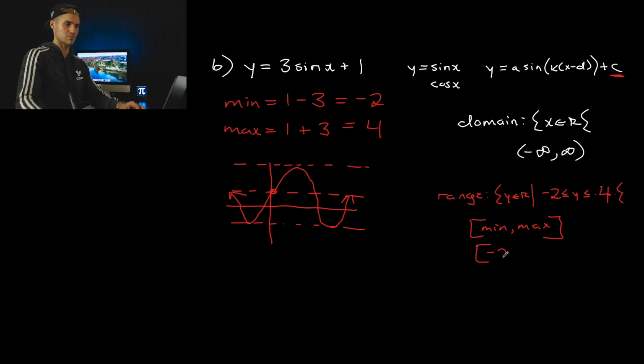And so the range is going to be from -2 to +4, including those, because it's including those points. So we would put square brackets like that. And then is this a function? Yes. Sine x, cos x, no matter how they're transformed, they're always functions. They always pass the vertical line test. So this indeed is a function.